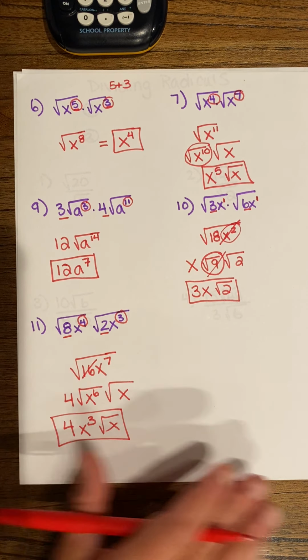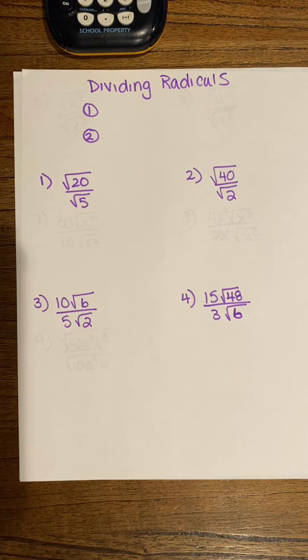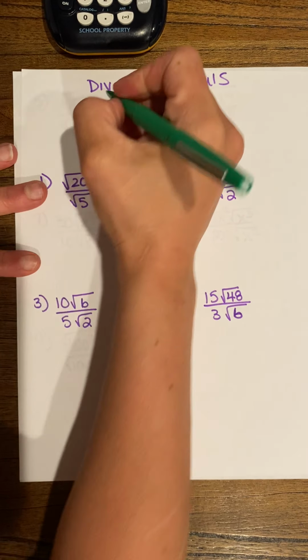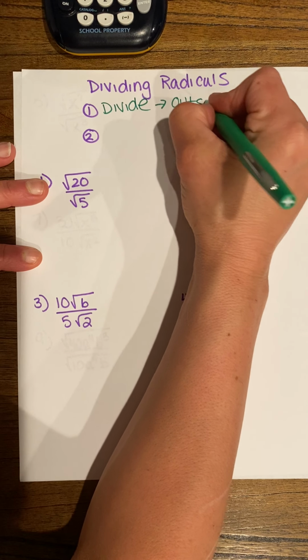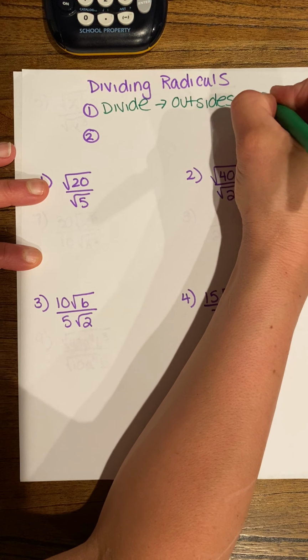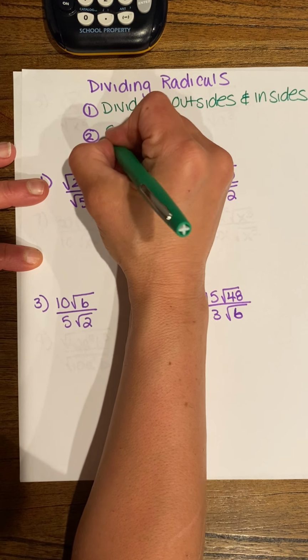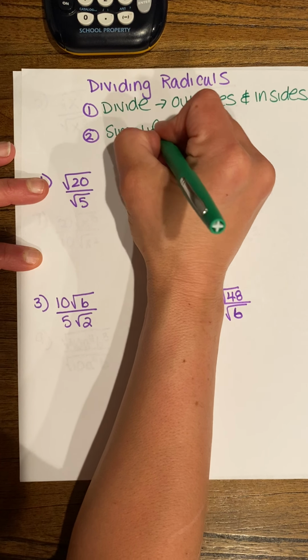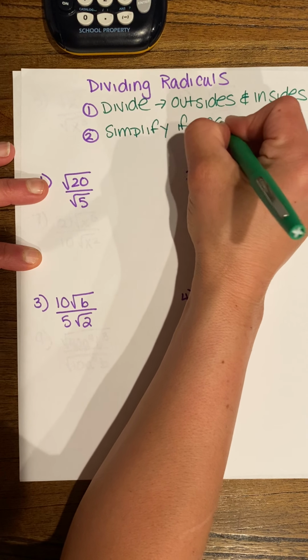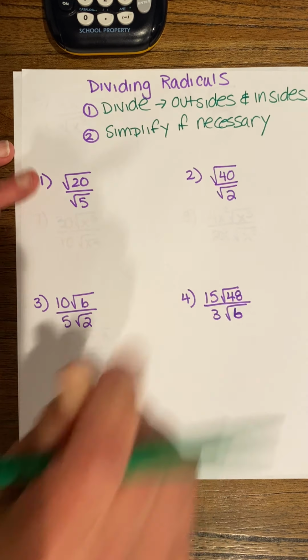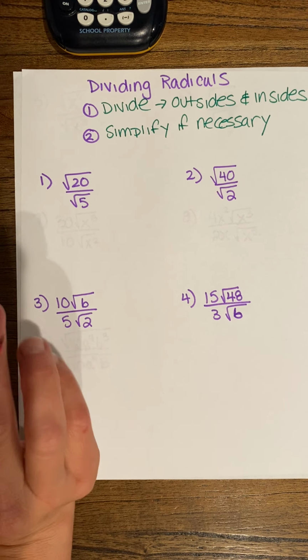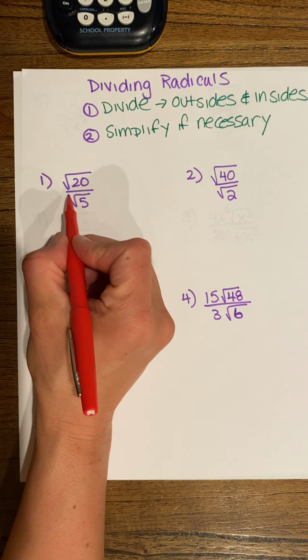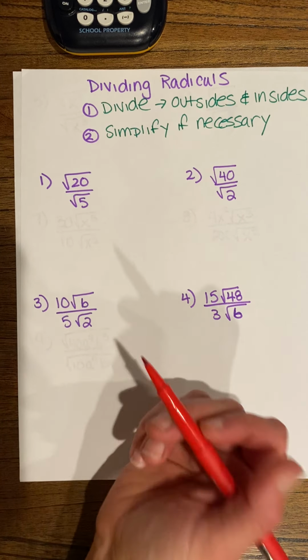When we move on to division, division has the same exact steps as multiplication. So again, we divide outsides and insides, then we simplify if necessary. Let's start off with some basic ones. Normally we usually don't do division with the division symbol. You will usually just write it as a fraction, but remember a fraction bar means division.